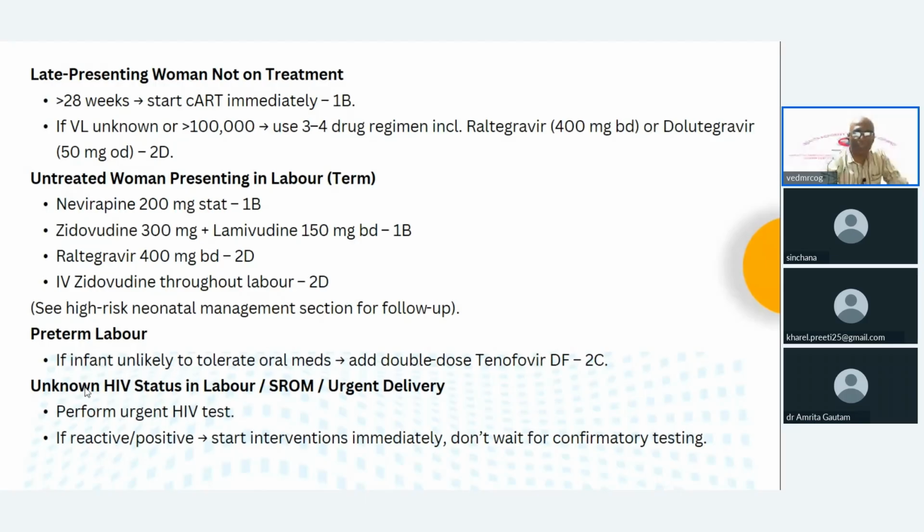Unknown HIV status in labor, SROM or urgent delivery: perform an urgent HIV test. If she is reactive or positive, start interventions immediately. Don't wait for the final confirmation. So when the lady comes with HIV status unknown, urgent, because this will be a point of care test, if your point of care test is positive, don't wait, you start with the intervention. This is what the guideline says.